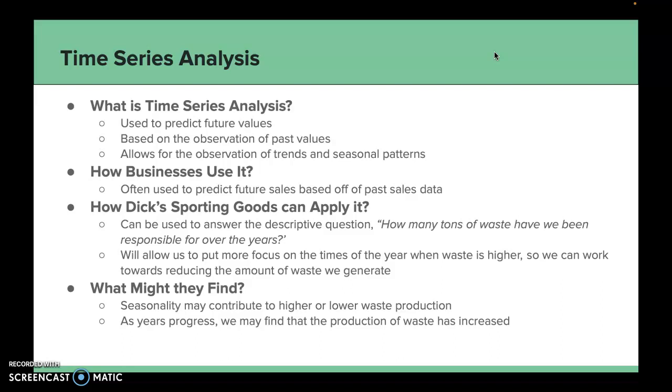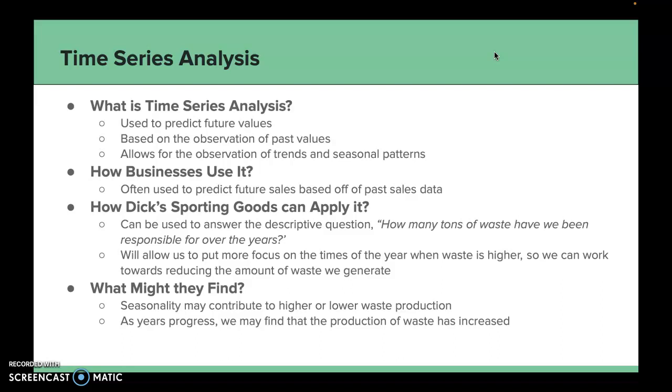And then Dick's Sporting Goods is actually applying this in ways, it can be used to answer the descriptive question of how many tons of waste have we been responsible for over the years. It allows us to put more of a focus on specific times of the year when waste is higher. So then we can work towards reducing the amount of waste that we generate during those specific times of the year.